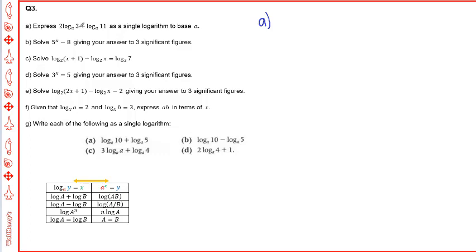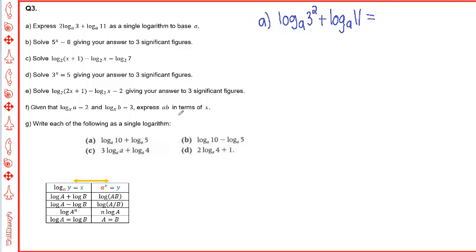First things first, we can't combine these two without first removing this 2 in the front. So we're going to use this power rule here, where the number in the front simply goes to the power. So in this case, it becomes to the power 2. So it's going to become log base A 3 to the power 2, which is 9, plus log base A 11.